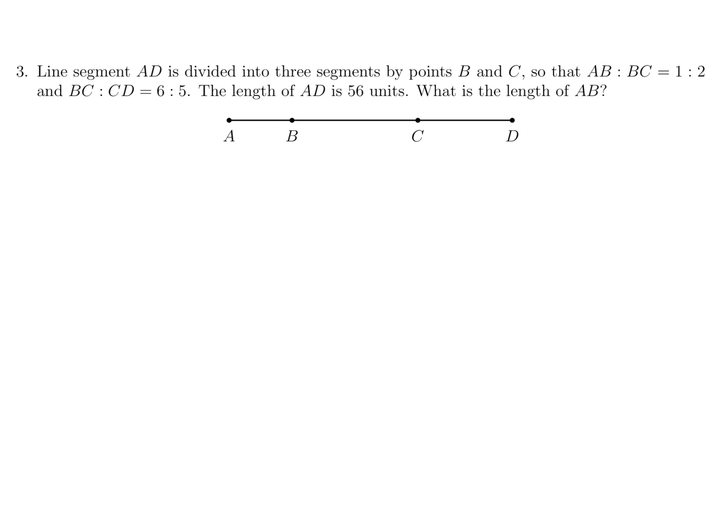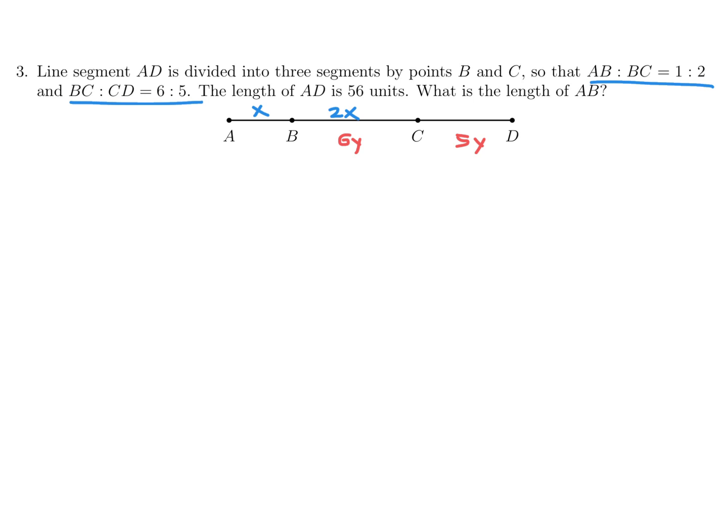Line segment AD is divided into 3 segments by points B and C, so that AB to BC is 1 to 2, and BC to CD is 6 to 5. The length AD is 56 units. What is the length of AB? Let's label this. So AB I'll call x, and BC I'll call 2x, since that's what they've told me. And then the other one, that is 6 to 5, so I'll call it 6y and 5y.